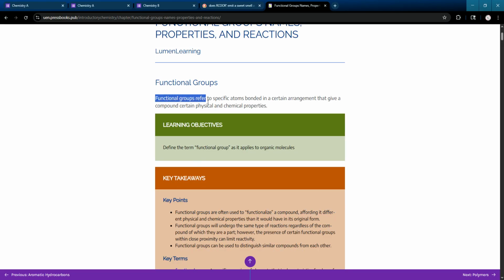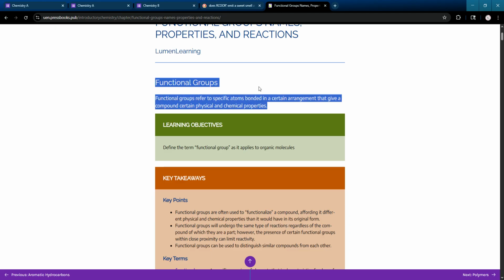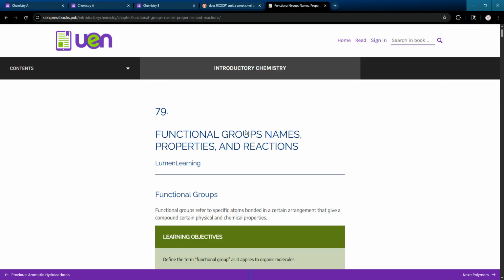Functional groups refer to a specific atom bonds bonded in a certain arrangement that give a compound certain physical and chemical properties. Wow, so this was a very concise, straightforward answer.